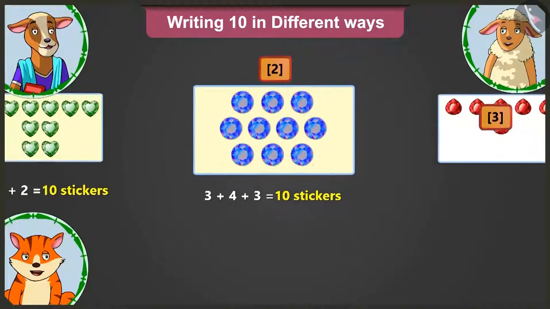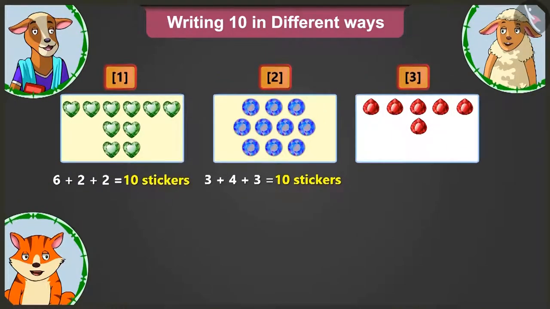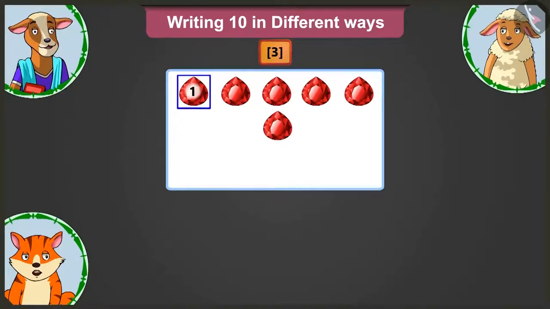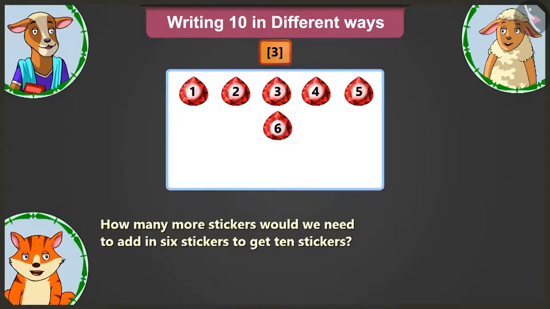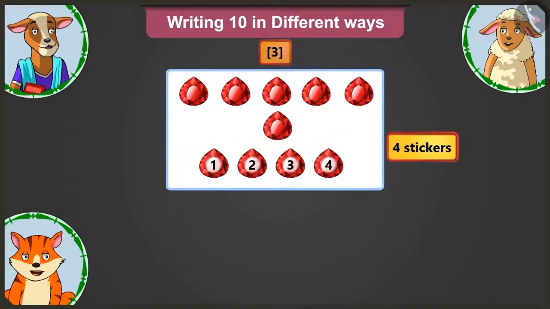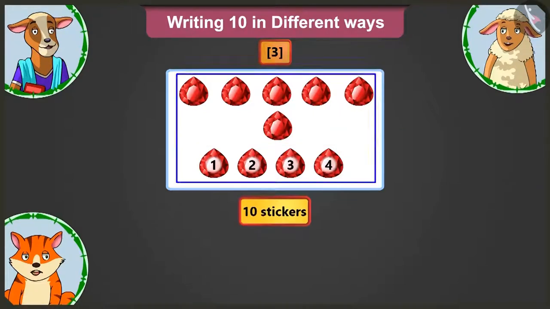Very good, Lily. Come on, Billy. Now you tell me, how many stickers are there on the third card? There are 1, 2, 3, 4, 5, and 6 stickers. Billy, adding how many stickers to 6 stickers will make them 10 stickers? Adding the numbers 7, 8, 9 and 10. That is, adding 4 more stickers will make it 10 stickers.